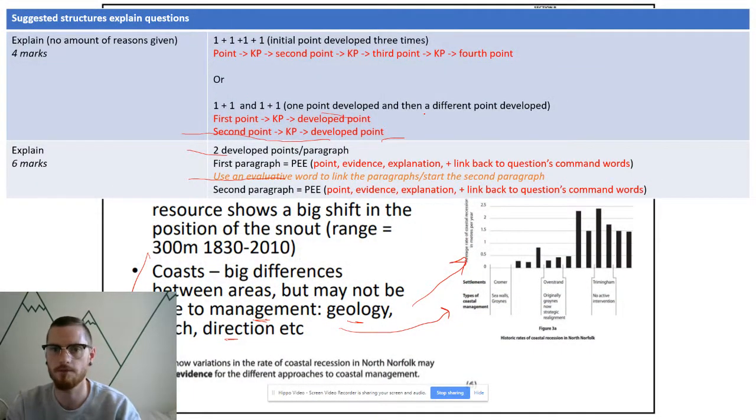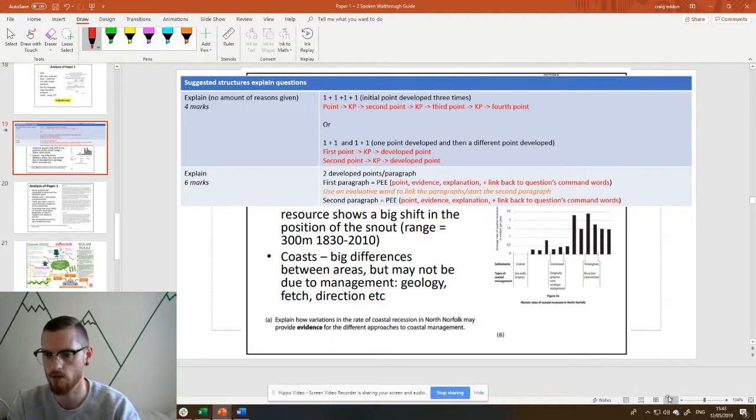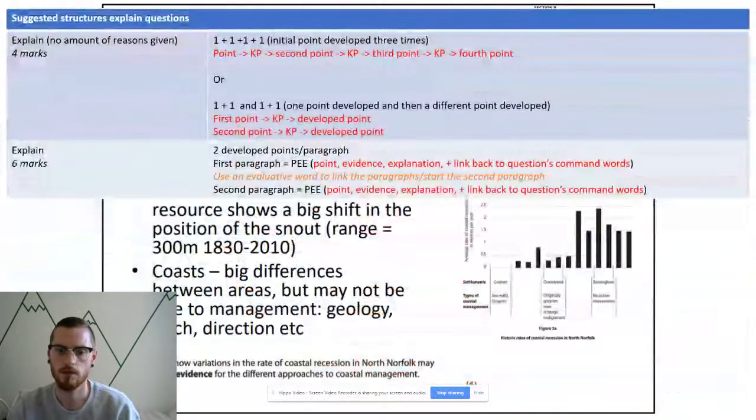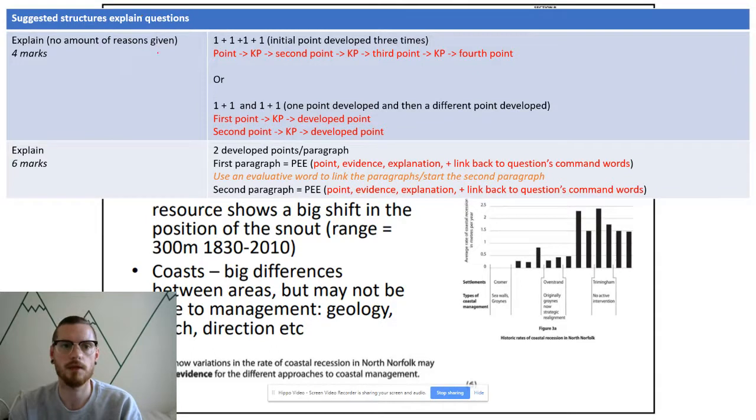Give me a second. I'm going to have to discard and reload. Okay, so guidance from here, structure-wise. Explain questions. If it's 4 marks and it says, be careful here, no amount of reasons given. Sometimes the question will say, explain one reason why. It'll use the phrase one reason. If it says one reason, you can only answer that in one way.